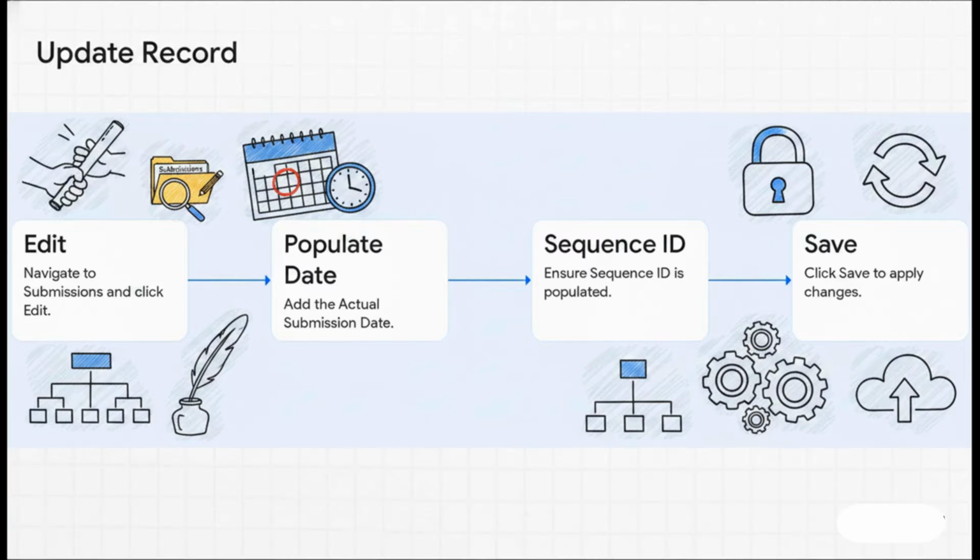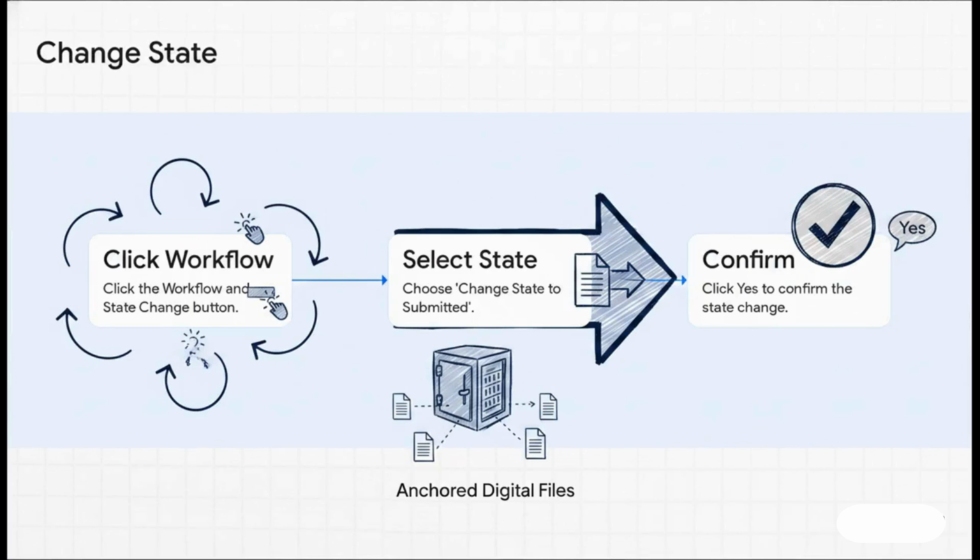Hit that edit pencil icon, scroll down to the dates join, and populate the actual submission date using the calendar. But right before you save, you absolutely must ensure the sequence ID, which is usually a 4-digit number like 0000, is populated. Got it? Okay, hit save. Now we're going to use that chevron icon again to push the submission's lifecycle forward. Since we're changing the state, we click the chevron, choose Change State to Submitted, and hit Yes to confirm. Awesome. The system formally recognizes the submission went out.